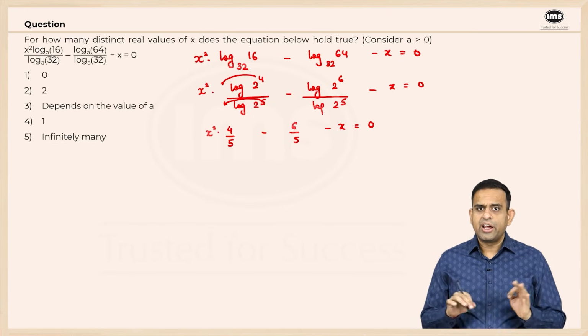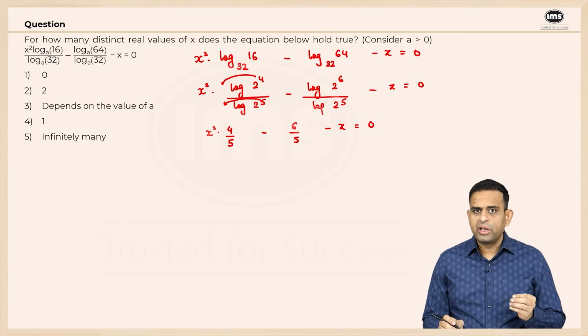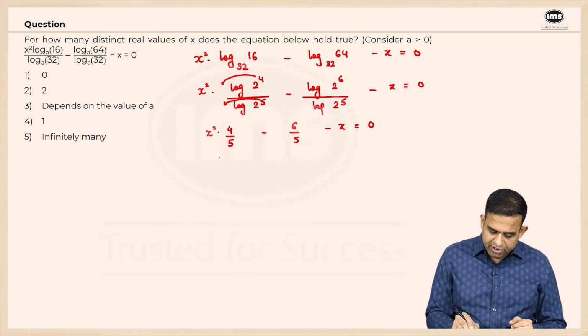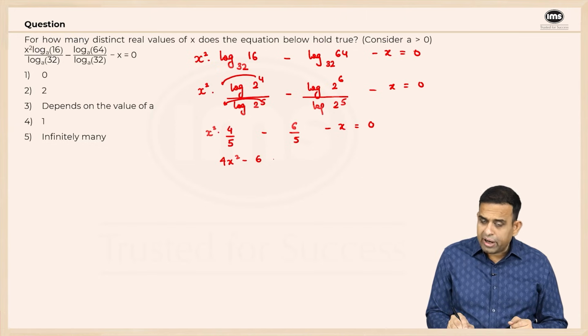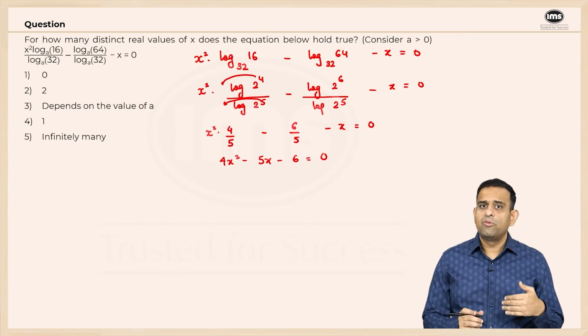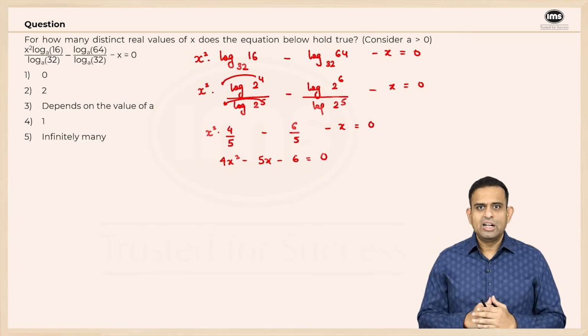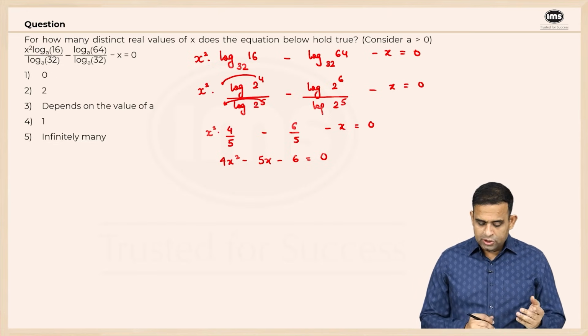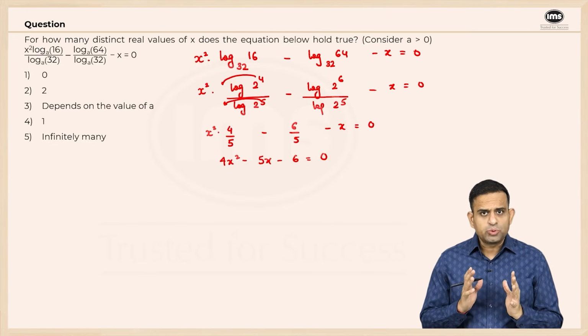And now this looks like a very simple quadratic, which we can solve and find out the value. So if I multiply by 5, it becomes 4x square minus 6 minus 5x. So if I rearrange the term, 4x square minus 5x minus 6 equals 0. And now I can think of solving it with the help of the quadratic formula, or we can choose to do it with the help of middle term split. So here if you look at, 4 into 6 becomes 24.